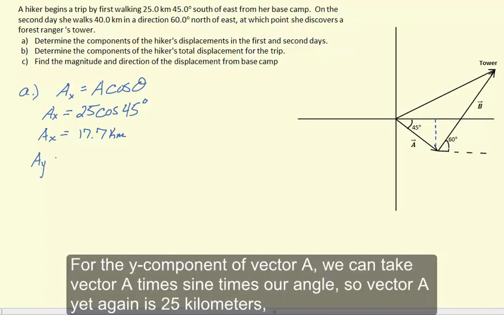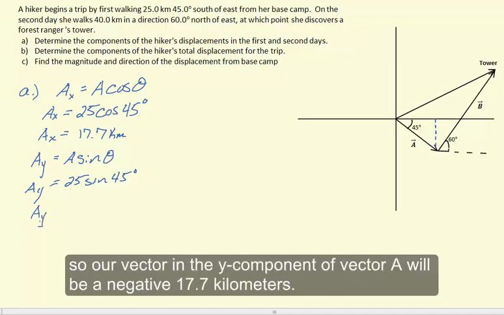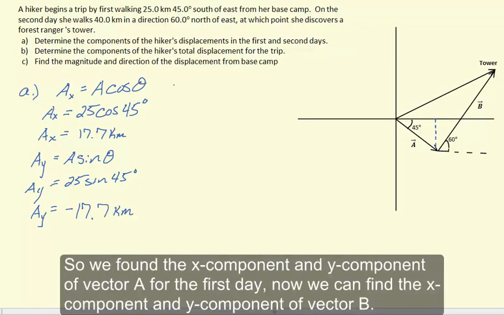For the y component of vector A, we can take vector A times sine of our angle. So vector A, yet again, is 25 kilometers times sine of our angle of 45 degrees. Our y component is going in the negative y direction. So the y component of vector A will be negative 17.7 kilometers. So we found the x component and y component of vector A for the first day.